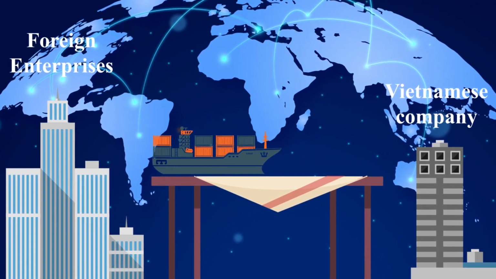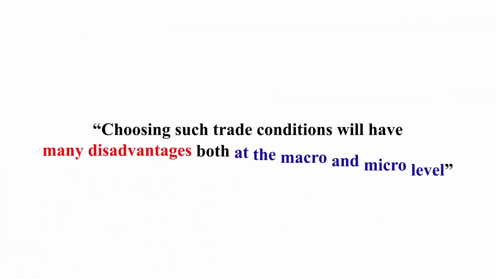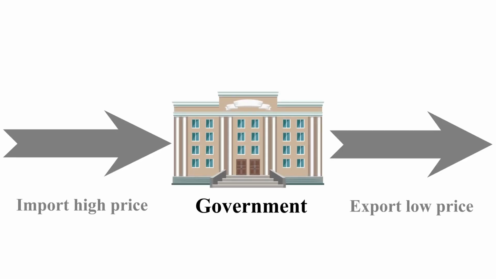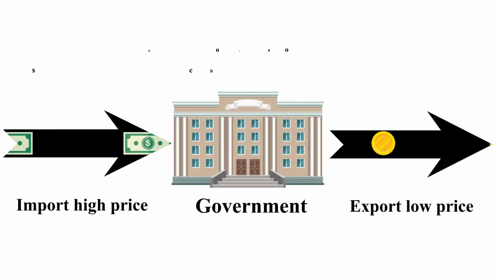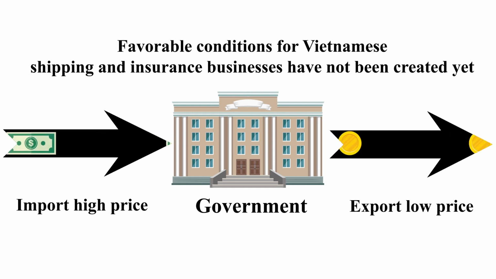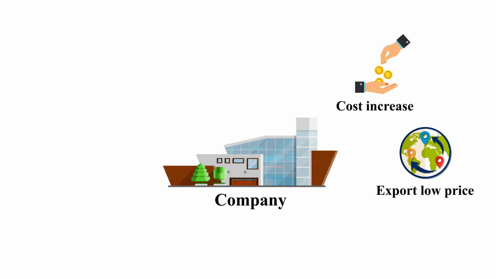Finally, because Vietnam's shipping companies are not strong enough compared to other shipping lines in the world, there will be numerous disadvantages at both the macro and micro levels with such a wide range of trade conditions. Due to low export prices but high import costs, the state will lose foreign currency revenue, preventing shipping lines and insurance businesses in Vietnam from increasing service sales.